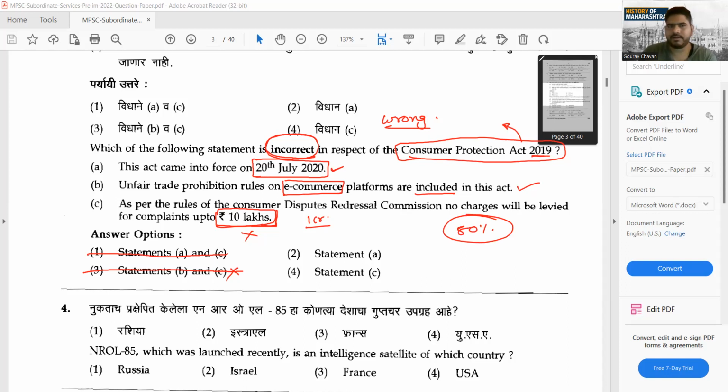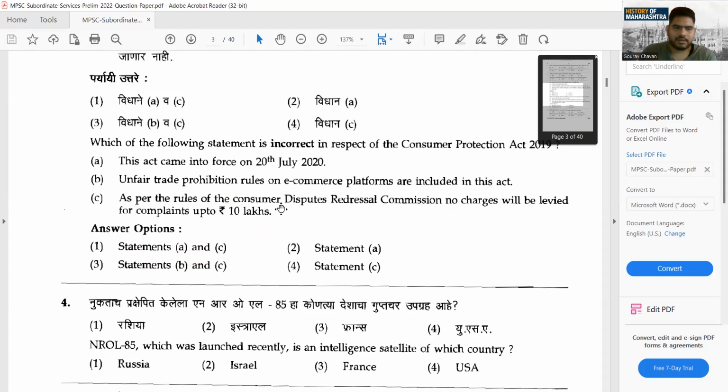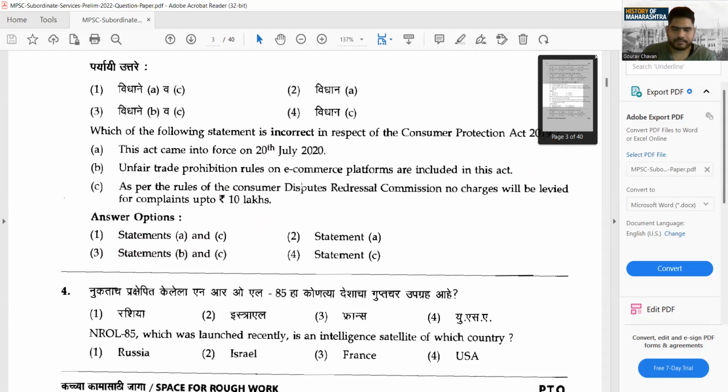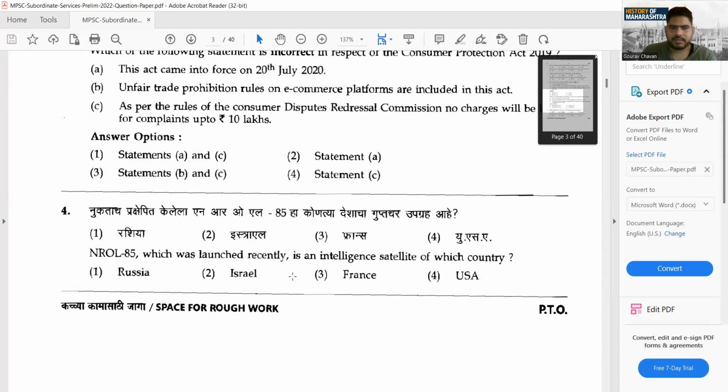Again, current affairs, part of current affairs. Okay, let's move forward to the next question. What is it talking about? NROL-85, which was launched recently, is an intelligence satellite of which country?